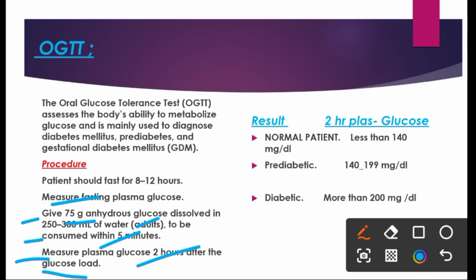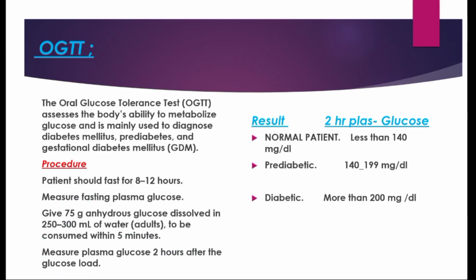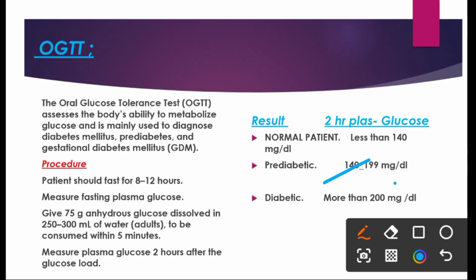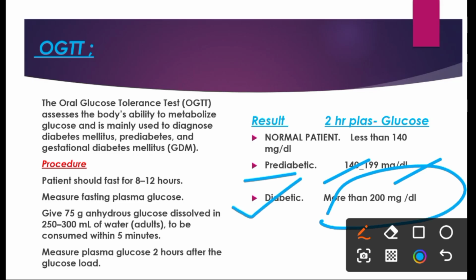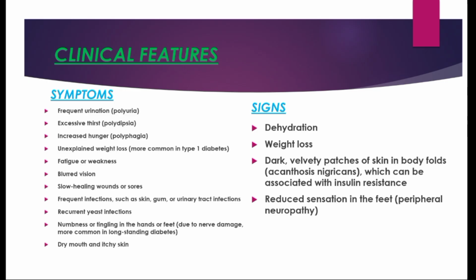So in a normal patient, after 2 hours the plasma glucose is less than 140, this patient is considered to be normal. But after 2 hours the plasma glucose is in between 140 to 199 milligram per dl, this patient is pre-diabetic. But if a patient has a 2-hour plasma glucose of more than 200 milligram per dl, this patient is labeled as a diabetic patient.